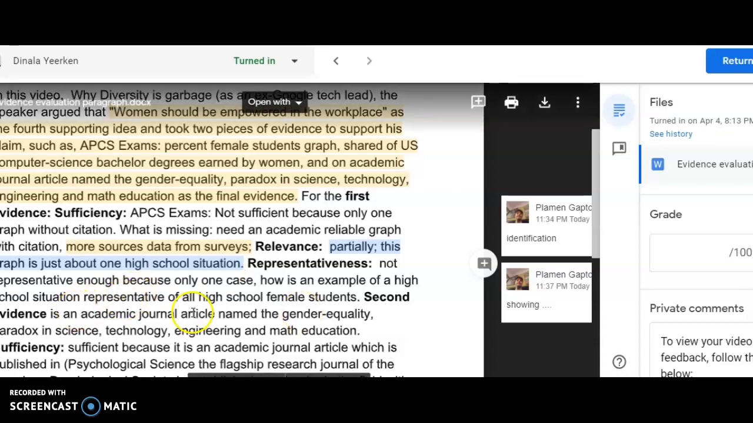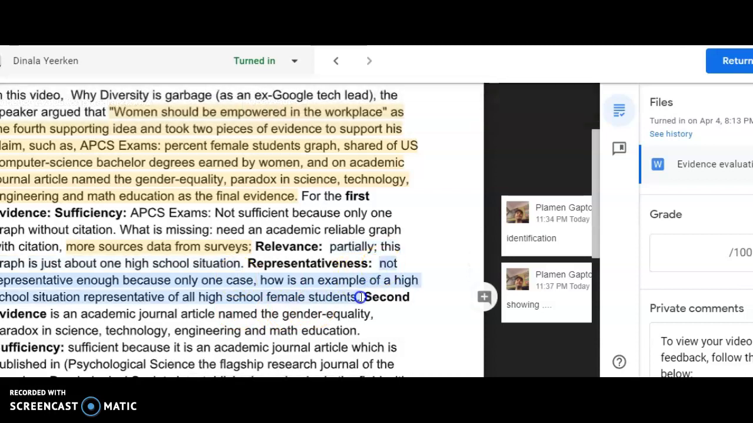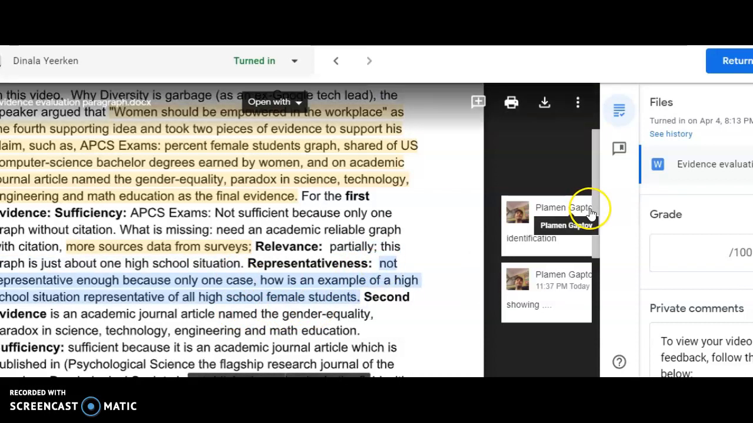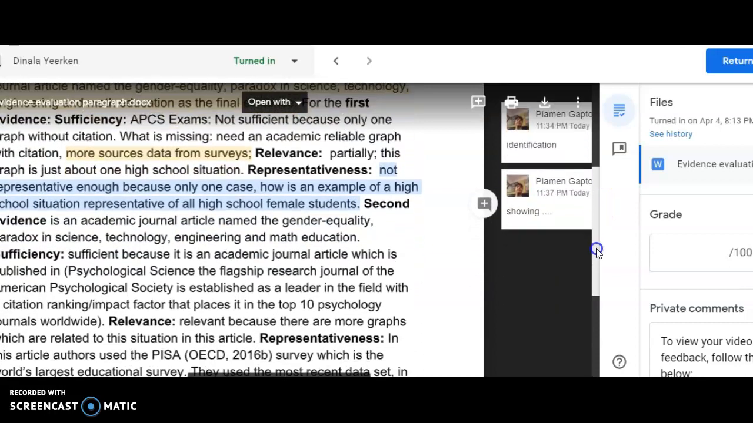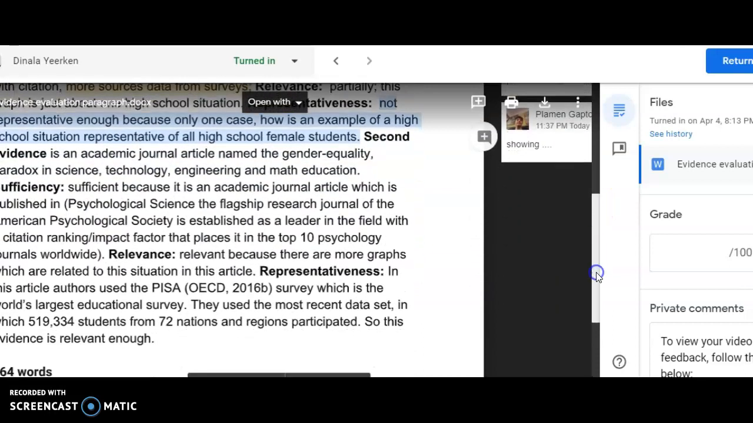Now, I think this is much better here. Is an example of a high school representative of all? Okay, so that's very good. You see, here we're on the right track. Then you've continued with the second evidence and so forth. Now here, this is way too many words, right?